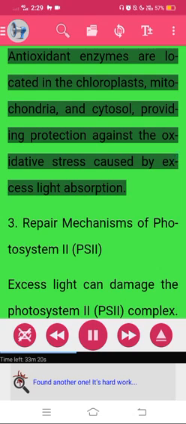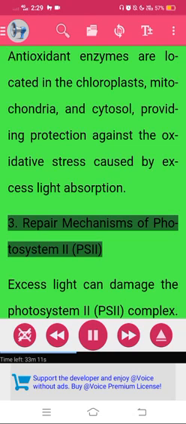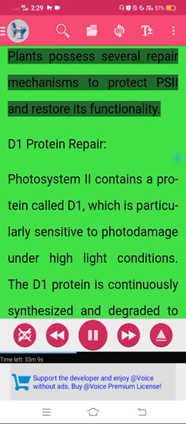Role of antioxidants in photoprotection. Antioxidant enzymes are located in the chloroplasts, mitochondria, and cytosol, providing protection against the oxidative stress caused by excess light absorption. 3. Repair mechanisms of photosystem 2, PSII. Excess light can damage the photosystem 2 PSII complex. Plants possess several repair mechanisms to protect PSII and restore its functionality.